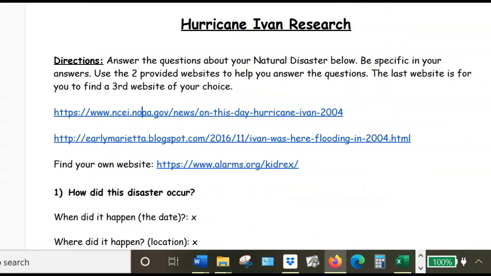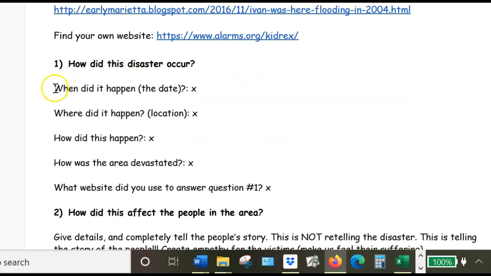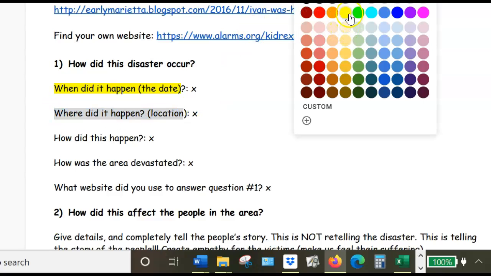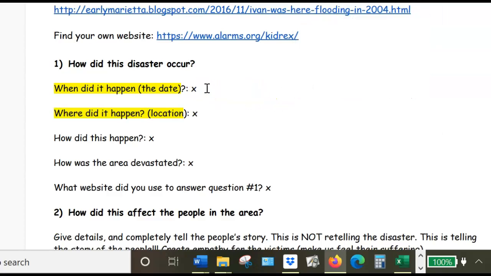The first step is you want to find when did it happen and where did it happen. Okay, those are the first two. So I'm going to highlight them in yellow. Now there's a little bit of information you need to know. When it happened, the date.